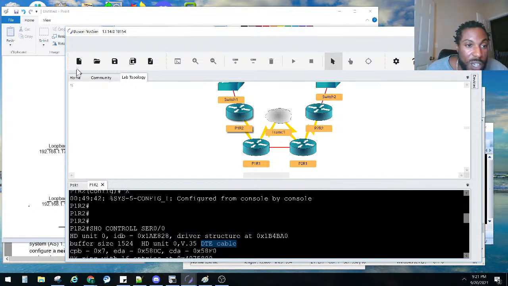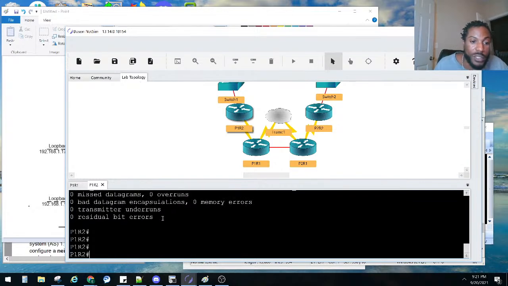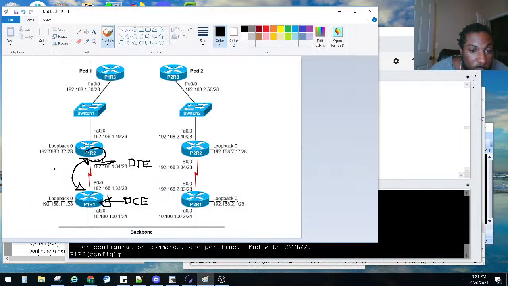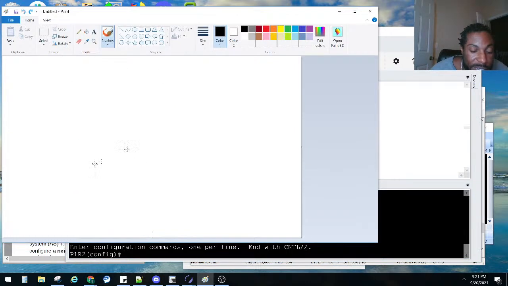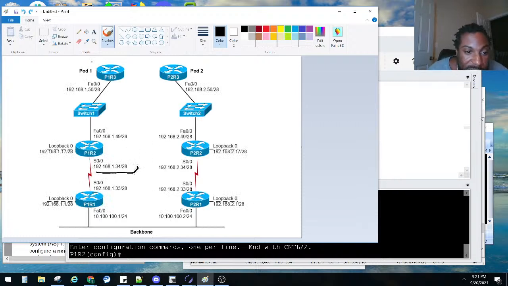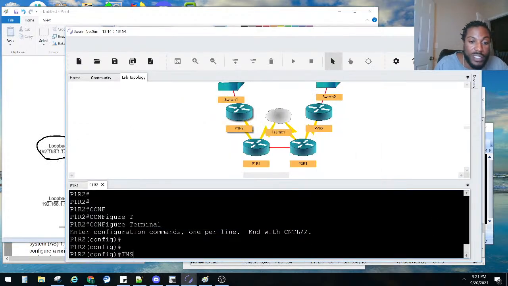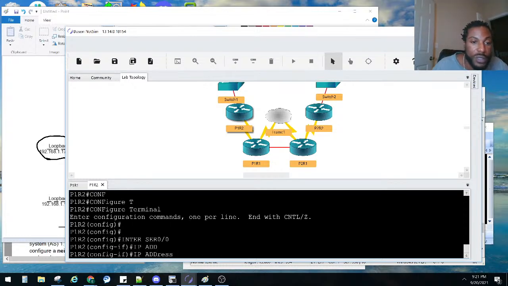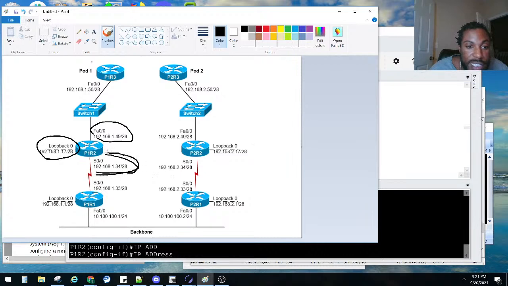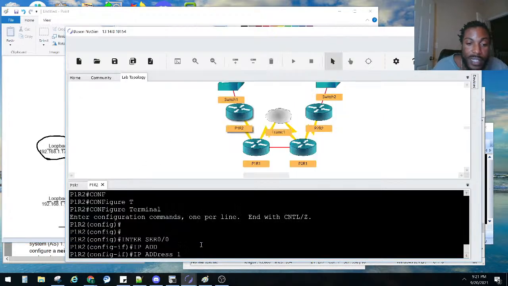All right, good. Now, since we're on here, we might as well do his interfaces, right? So global config mode, and then we need to do all these interfaces right here: the serial interface IP addressing, the FastEthernet IP addressing, and the loopback IP addressing. Let's start with the serial interface side. Interface serial 0/0. His IP address was 192.168.1.34/28.